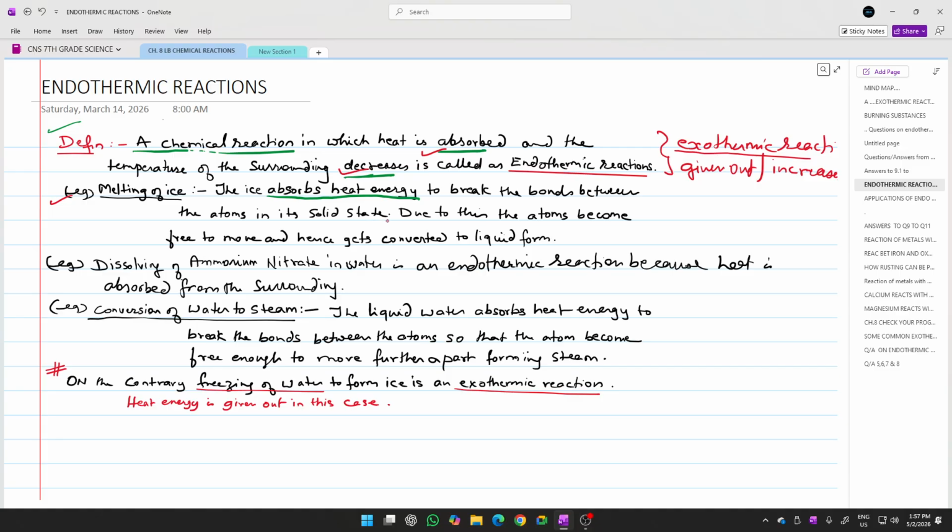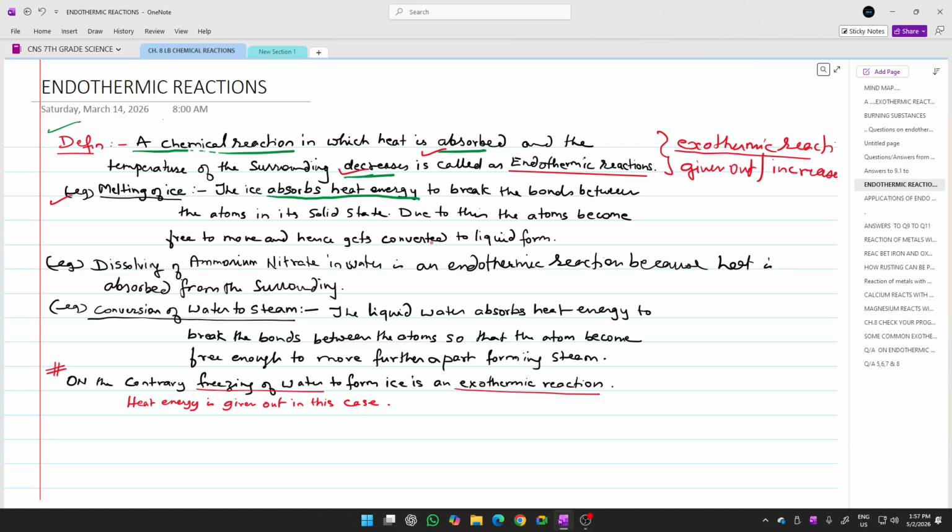And in the process, what happens? The ice gets converted into liquid, or you can say water. This is nothing but melting of ice. So in melting of ice, the heat is being absorbed by the ice and the bonds are breaking and becoming loose so that the atoms can move still more freely. Due to this, the atoms become free to move and hence the ice gets converted into liquid form.